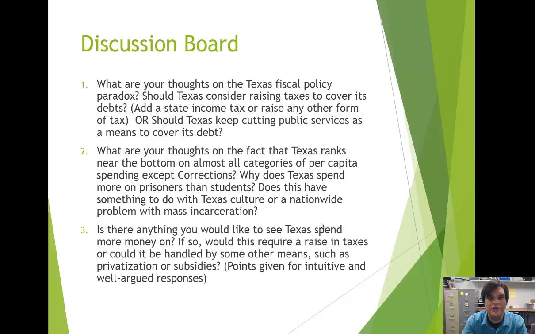Second of all, I want you to address the per capita spending. What are your thoughts on the fact that Texas ranks near the bottom on almost all categories of per capita spending except corrections? I found it very interesting that Texas spends more money on corrections than most other states, but it won't spend more money on, say, roads or transportation or healthcare or even education. Why does Texas spend more on prisoners than students?